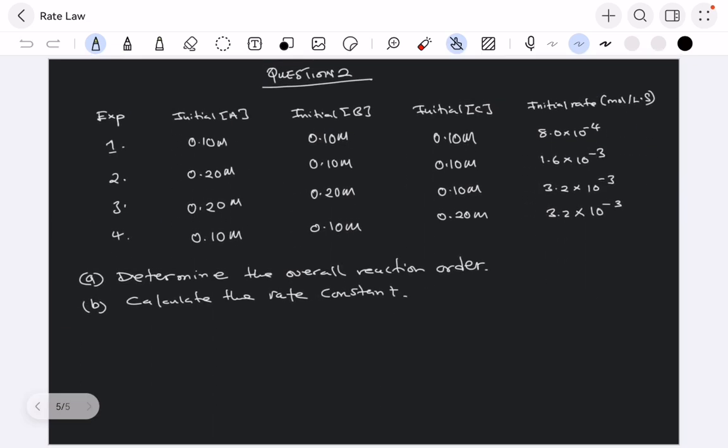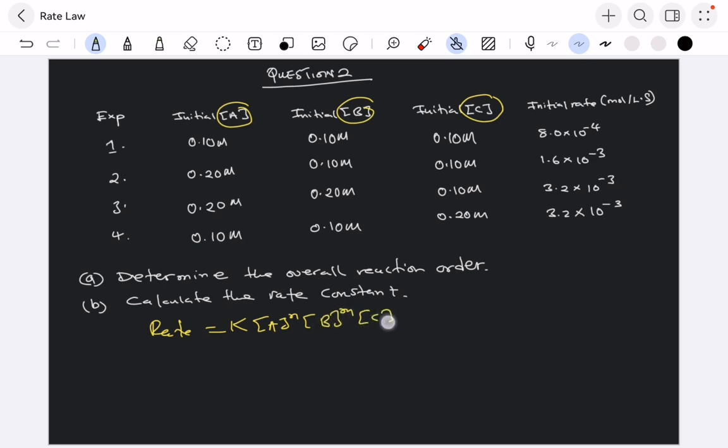We can look at the second question, where we are given 3 concentrations. So in this case, to determine the rate law, we state the formula where we say rate is equal to K, A to the N, B to the M, and C to the P. So how do we determine, for the first one, the overall reaction order?